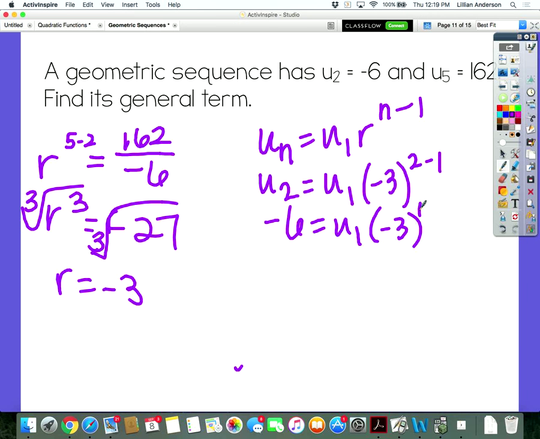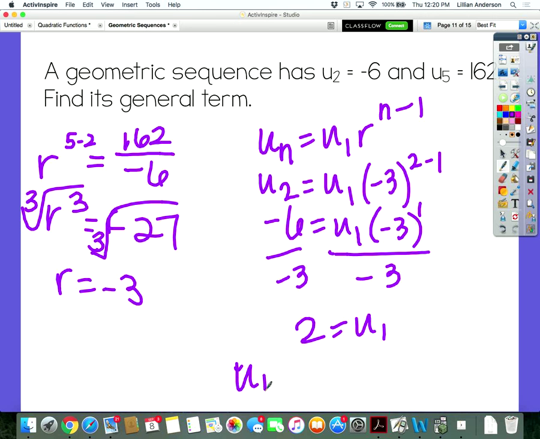How do I solve for my first term? A little louder. Divide by negative 3. And what's negative 6 divided by negative 3? 2. So there is my information to write my equation.